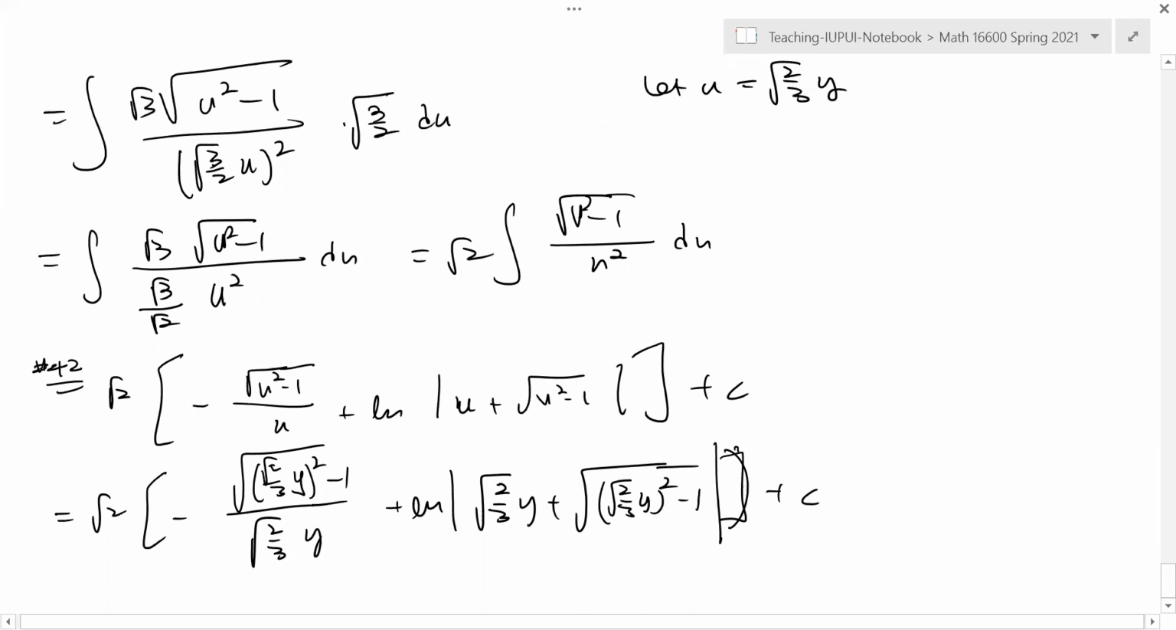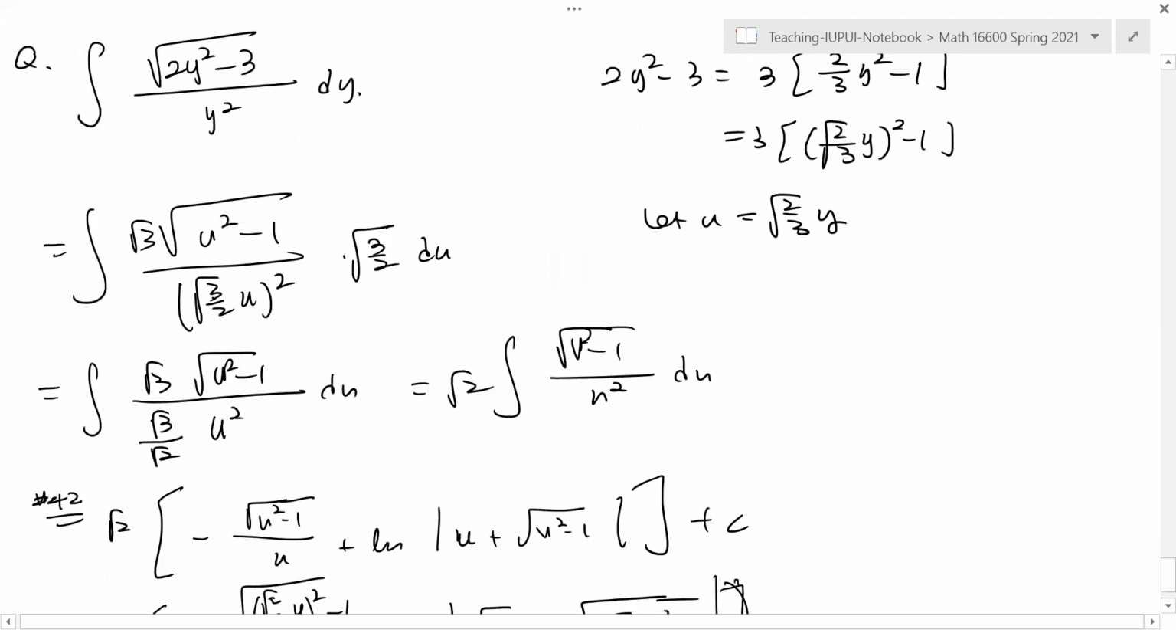So it's clear, right? Just use a simple substitution. Then you change it to an integral where you can find the formula in the table of integrals, which is number 42. Then you apply that formula, and you get the right answer.